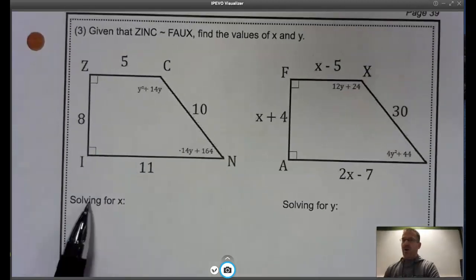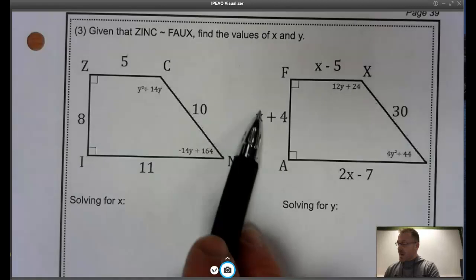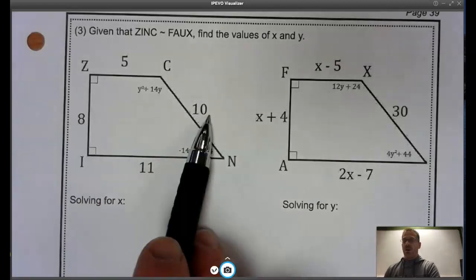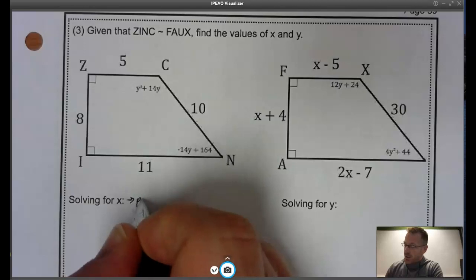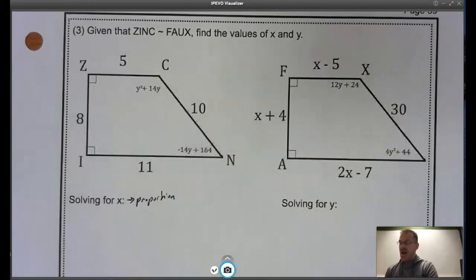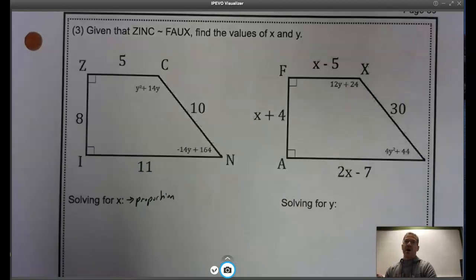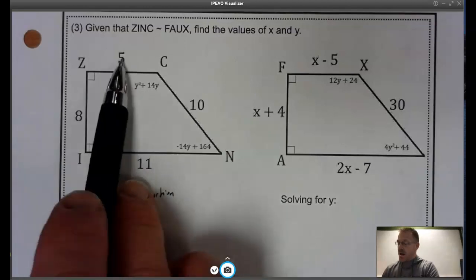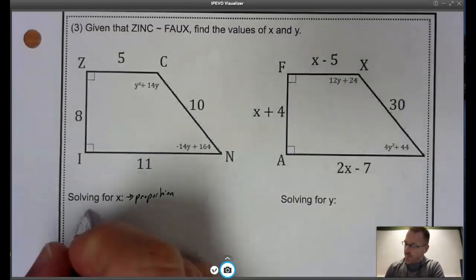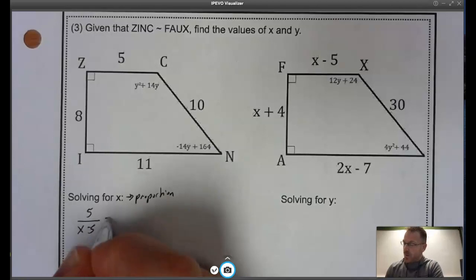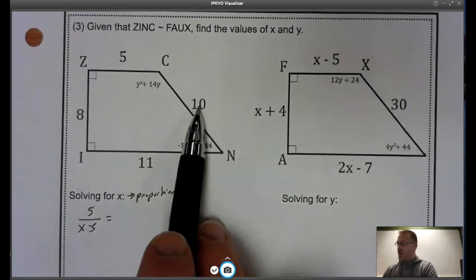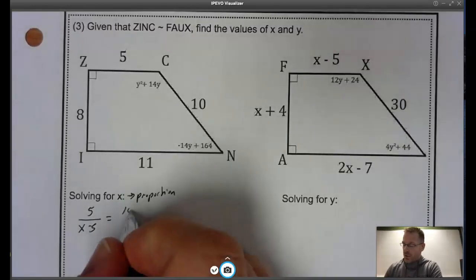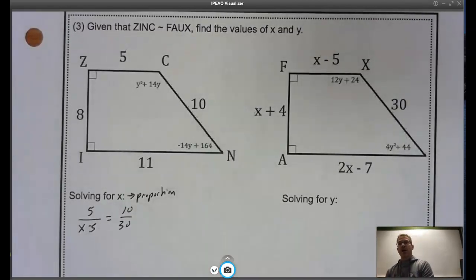And notice, if I'm solving for x, notice the information about x. That is on the sides, right? So I know that if I'm solving for x, I need a proportion. Now, notice I can use any of this information to solve for x. So I just have to find corresponding sides and match them up. So when I look here, I can see that 5 corresponds to x minus 5. So 5 to x minus 5 equals, and then I can see here that 10 corresponds to 30. There's my proportion.